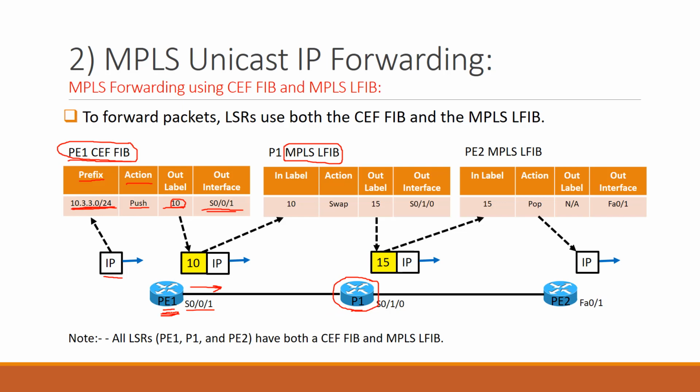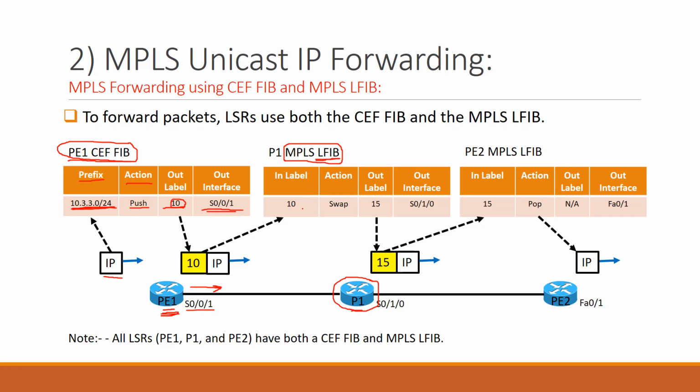Simply because PE1 received an unlabeled packet. So when an MPLS router or LSR receives an unlabeled packet, it should check the FIB table. When an MPLS router or LSR receives a labeled packet, it should check its LFIB table. So now P1 received a labeled packet, so it will check its LFIB table.